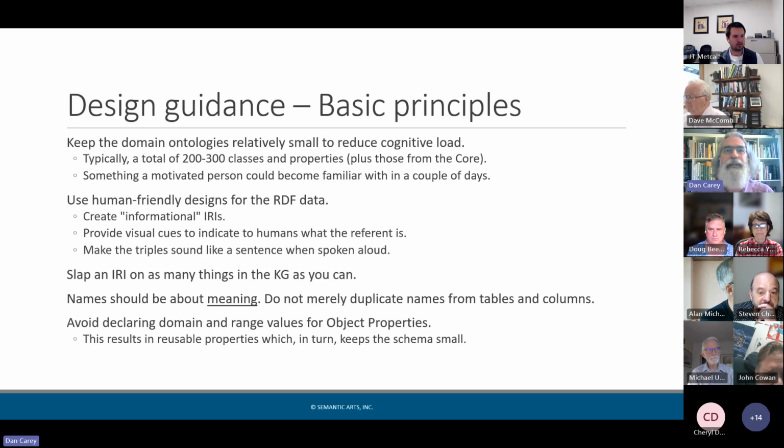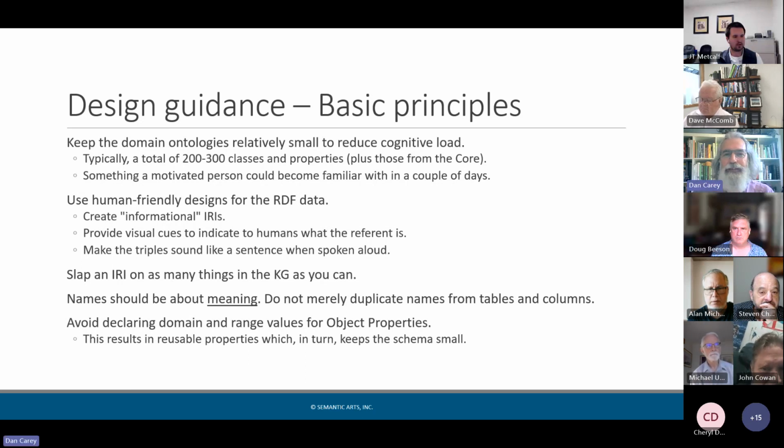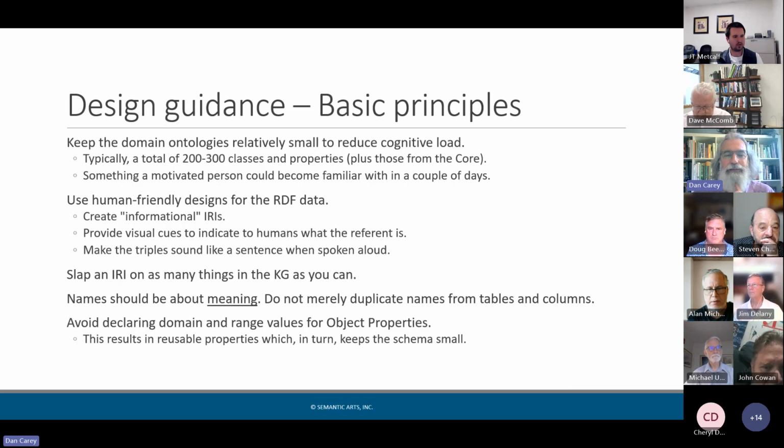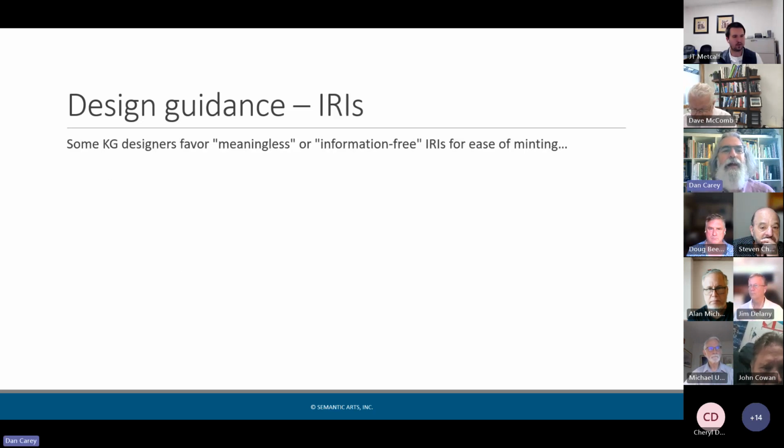Again, in the thing of making triples sound like a sentence when spoken aloud, it probably sounds really weird when you start creating the names that will accommodate these domains and ranges. So again, that's a pattern that we want to discourage.